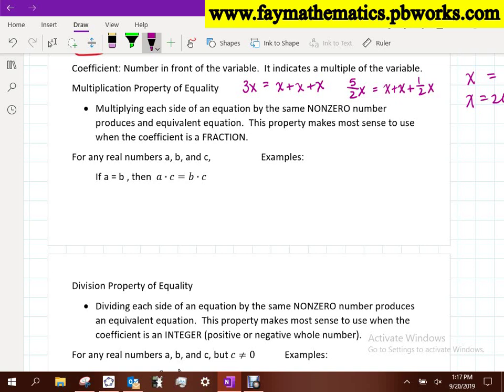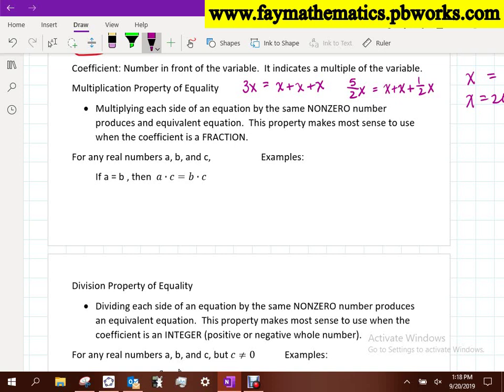We see the multiplication property of equality. It says multiplying each side of an equation by the same non-zero number, meaning we don't want to multiply by 0. Because if I multiply by 0, what's everything go to? 0. It gives me 0 equals 0, and that's trivial. It's a boring equation. So we want to make sure that the number we multiply by is not 0. When we do that, it produces an equivalent equation.